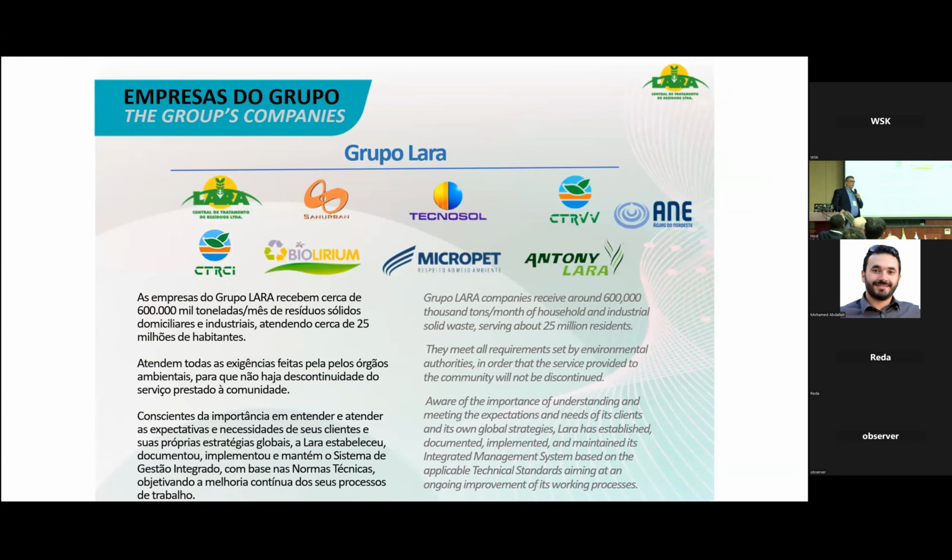Okay, LARA is a private, family company. It has existed for more than 14 years and mainly manages landfills. Why is that important? Because normally the landfill groups in Brazil are not very familiar with waste to energy.